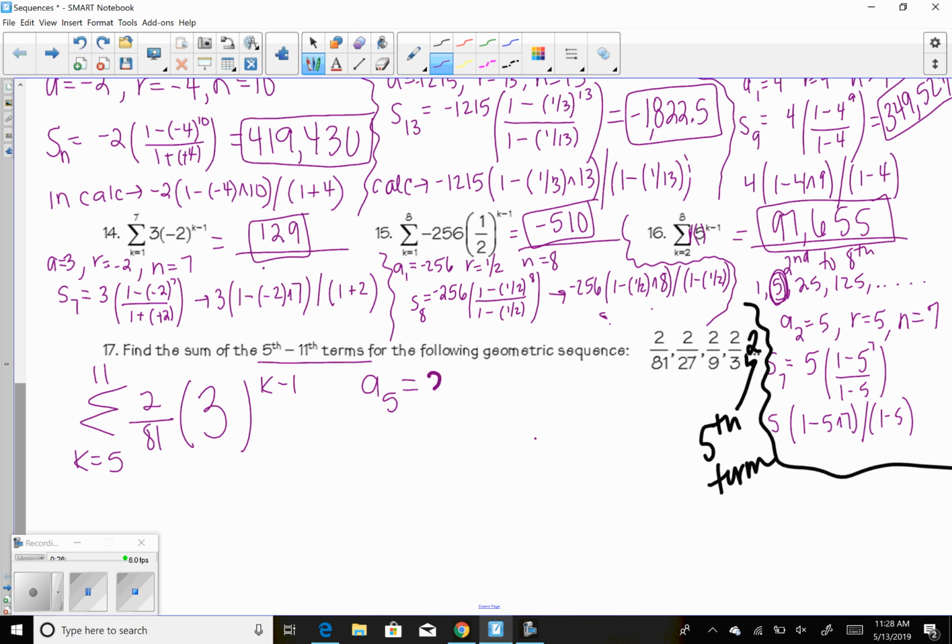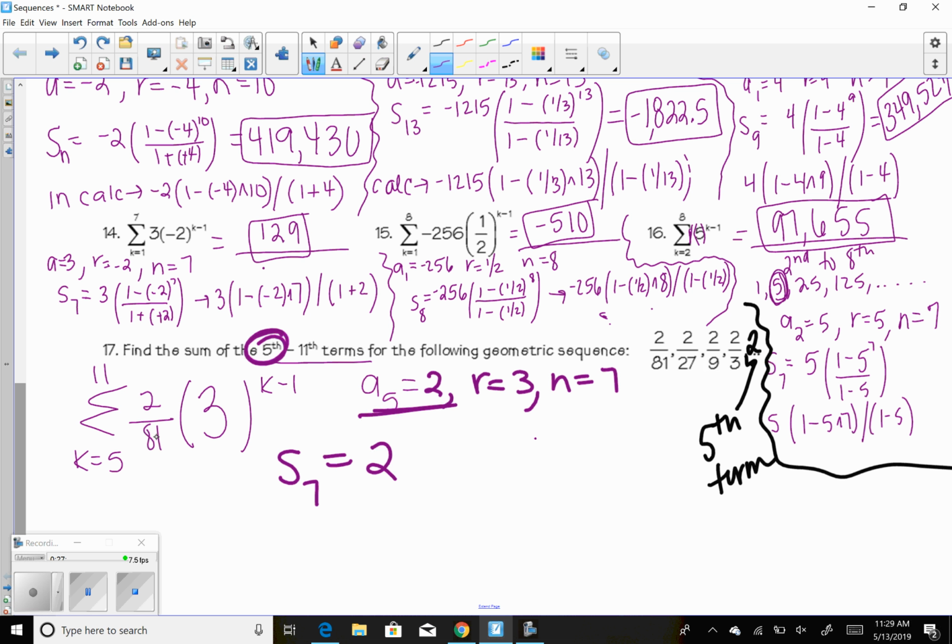So I'm starting with 2. My R was 3, and I need to figure out N. So how many terms am I adding together? So 5th to 11, it's not 6 total, right? Count them out. It's the 5th, the 6th, the 7th, the 8th, the 9th, the 10th, the 11th, which gives you a 7. Okay, so we're summing 7 terms. So S7 is what we're doing, okay? So the sum of 7 terms starting with the 5th term, 2.